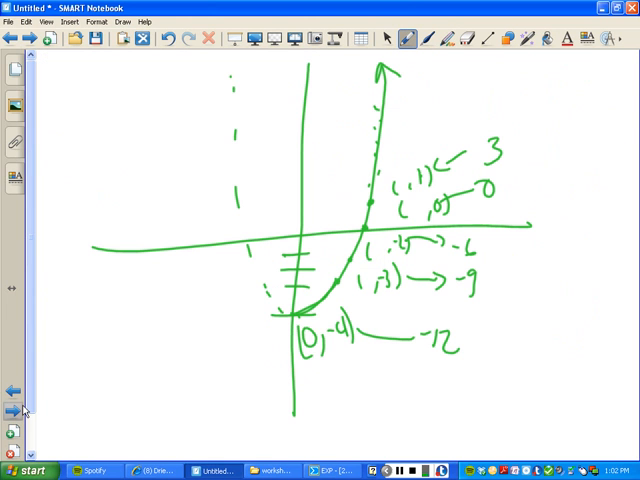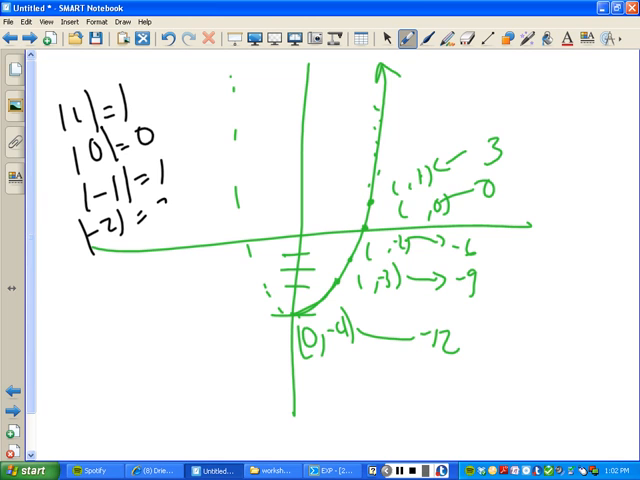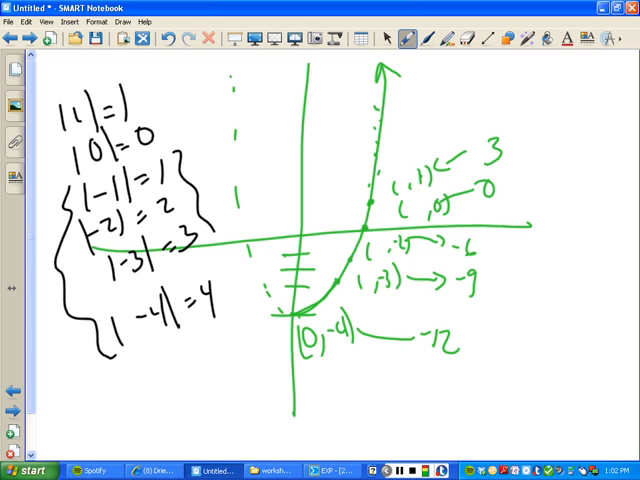Now, what's the absolute value going to do? So let's take a look. Absolute value of 1 is 1. Absolute value of 0 is? Absolute value of negative 1 is? Negative 2? Negative 3? Negative 4? So what happens? All the negative numbers all of a sudden turn out positive. All the positive numbers stay the way they are.